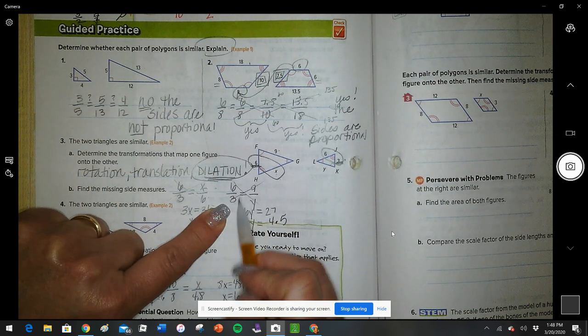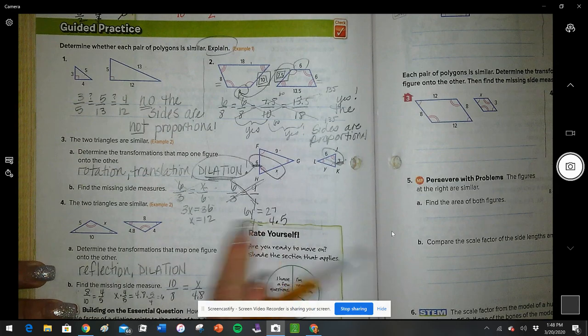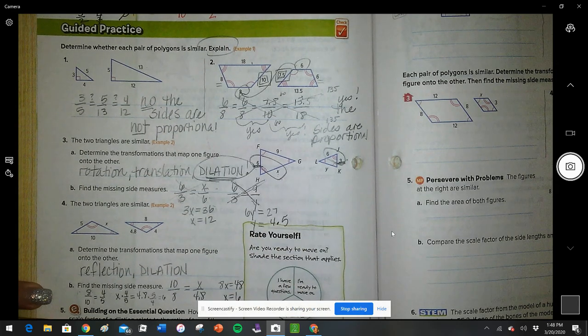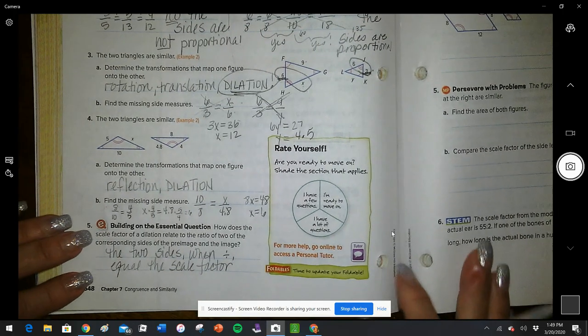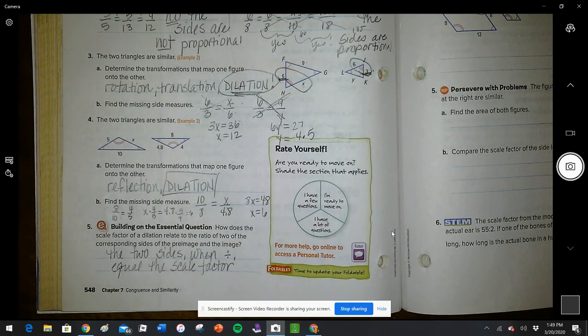And then when we did this one, right, I did the same thing so that I was just able to cross multiply and then go divide it out and get my answers of 12 and 4.5. Okay, so let's go down. Let's look at number 4. Same thing. Again, don't forget about this dilation piece. You have to have that in there.